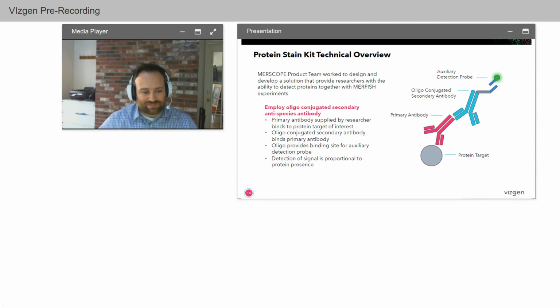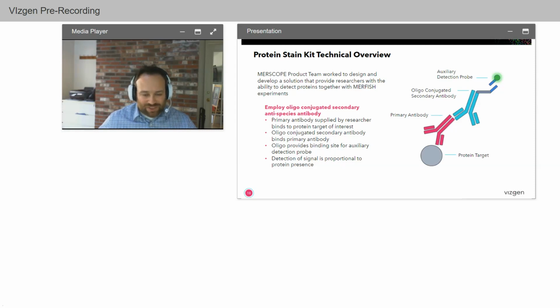anti-species antibodies. How this works on a technical level: we have a protein target outlined in gray here, and this can be a target that a researcher is interested in, and they have a primary antibody. Most researchers will have a primary antibody they've been using, and the beauty of this system is that it employs that primary antibody provided by a researcher. So you don't need to go back to square one and revalidate binding of a new antibody.